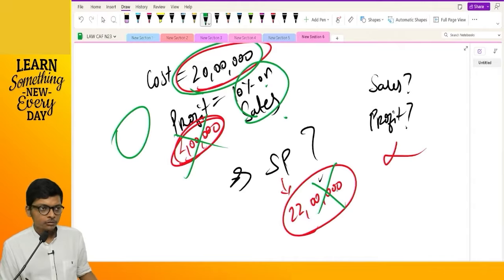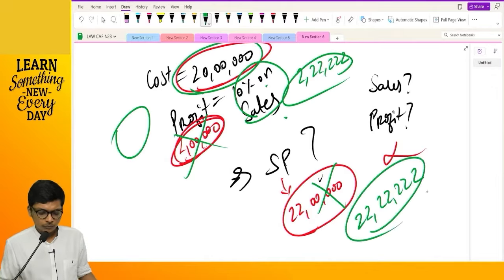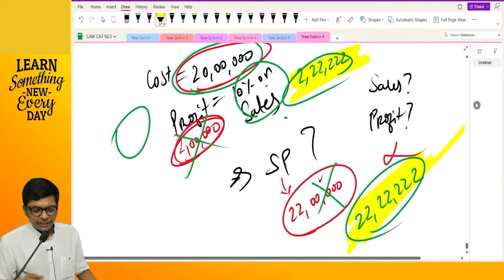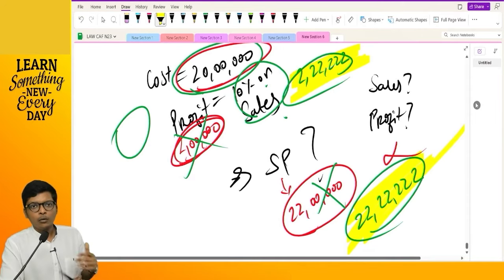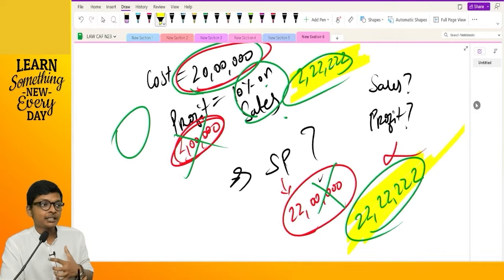Yes, how much? 22 lakh. Profit is, correct. Now it is correct. Profit is 2 lakh 22,000. Sales is 22 lakhs. 222. How do I do this? That is what we are going to discuss now. Next 15 minutes. Important area.